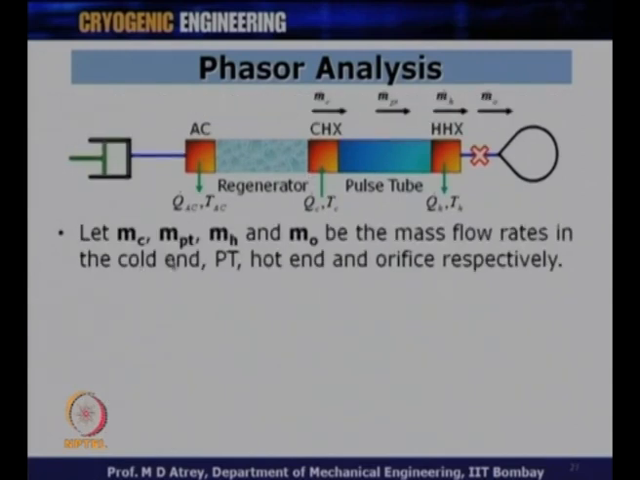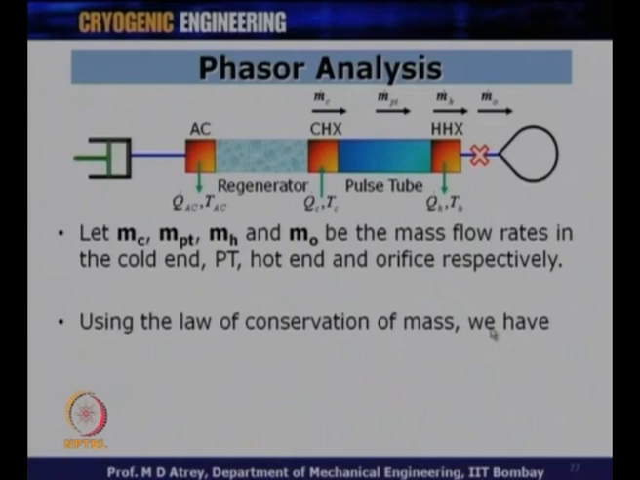Now, let us come to the mass flow rate. Let M dot C, M dot PT, M dot H and M dot O be the mass flow rates: M dot C at the cold end heat exchanger, here at this point, M dot PT as the mass flow rate, let us say, at the center of the pulse tube, M dot H as the mass flow rate in the hot end heat exchanger, while M dot O is the mass flow rate to the orifice at this point.